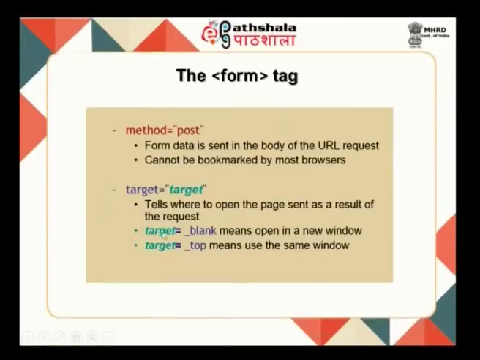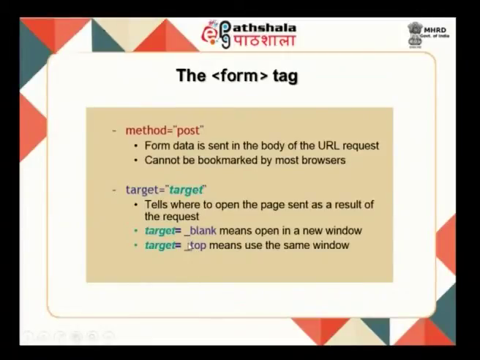And there is another attribute, the third attribute, called the target attribute. It tells where to open the page as a result of the request. Here the target can be given as underscore blank, or underscore top, or underscore self, or underscore parent. So, there are different values that you can put in target: underscore blank, underscore top, underscore self, or underscore parent.